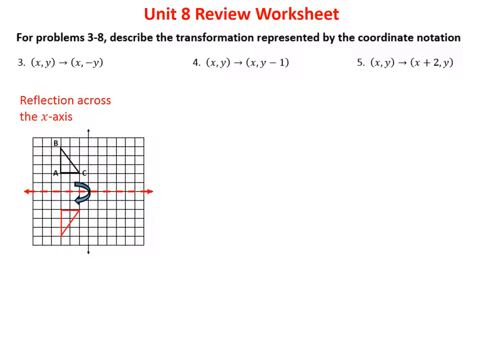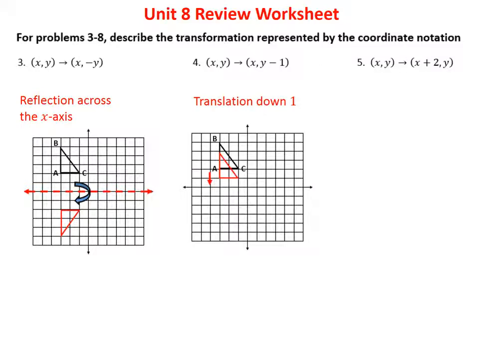A reflection across the y-axis, interestingly, the y stays the same, but the x would change. In number 4, you notice that x stays the same, but y goes down 1. Y minus 1 means I'm going to go down 1. So what I have is a translation down 1. You notice the triangle just shifts down 1. The x's stay the same, but the y's go down 1.